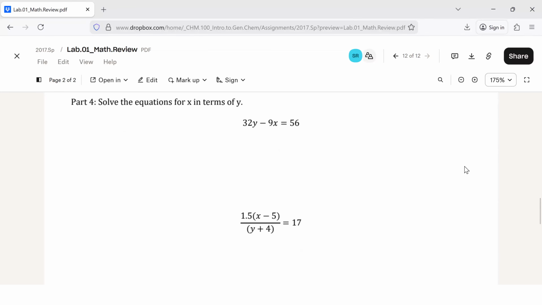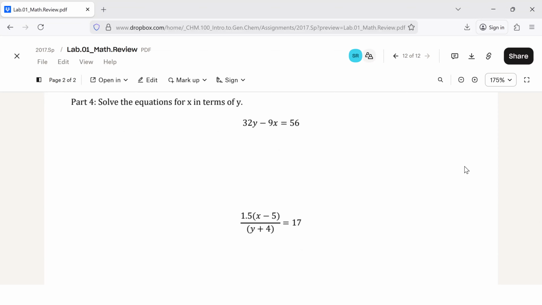All right, and I'll also reiterate for this one. It says solve the equations for x in terms of y. Solve for x means get x by itself, right? In terms of y means you're not going to get a numerical answer at the end. Your answer when you solve for x is going to have y in it. And that's fine. That's what this problem is asking you to do.